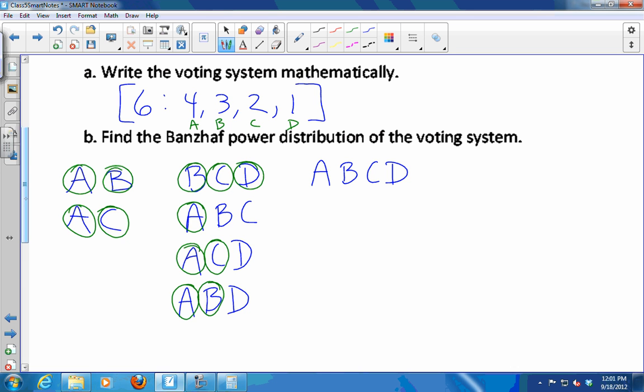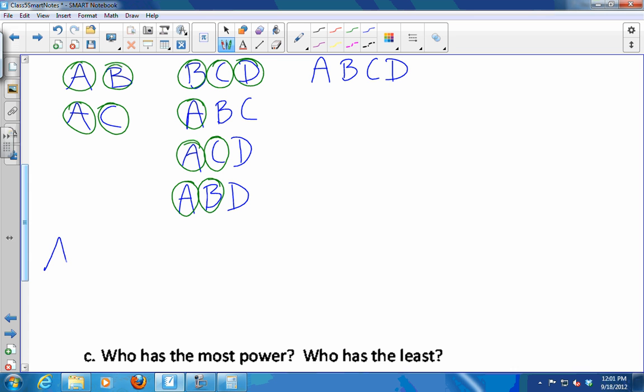Okay, so now each player will calculate their amount of power. How many times is A critical? 5. Out of how many total critical? 12 criticals altogether. So A has 5/12 of the power. The 12 is you count all the green circles. You add up all of the criticals. 1, 2, 3, 4, 5, 6, 7, 8, 9, 10, 11, 12. So A has 5 of the 12 criticals.